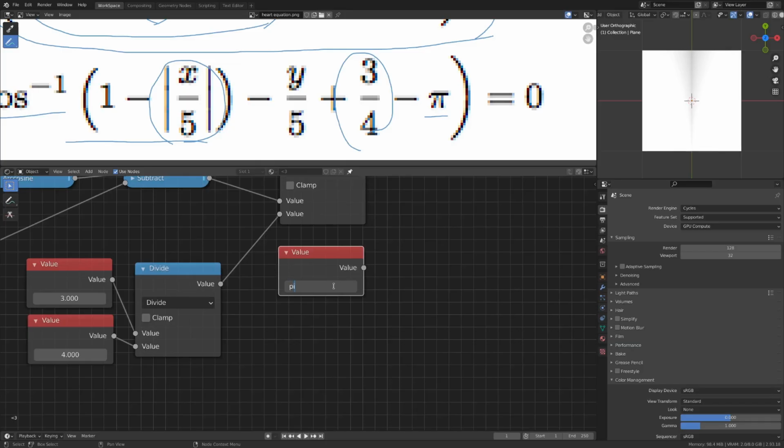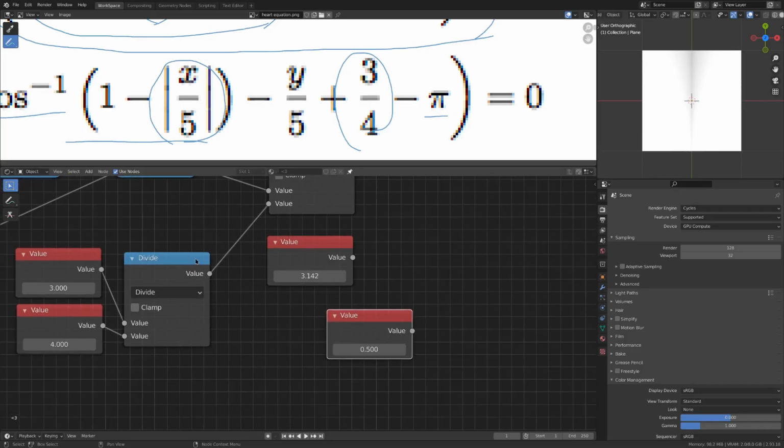Just type pi in the empty socket here, and Blender automatically detects pi here. Not only pi, but it also works with Euler's number. This is a Blender tip. Or if you're too lazy, like for square root of 3 or something, you can just type square root and parameter 3, and Blender automatically calculates it for you. So this is very useful.